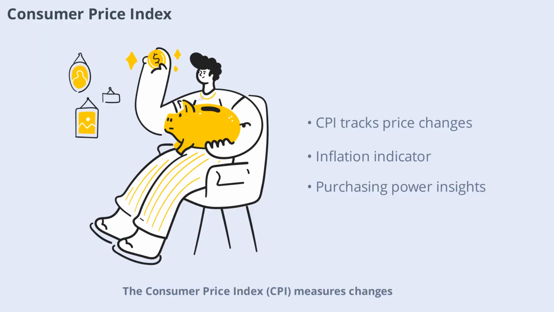Consumer Price Index (CPI) measures changes in the prices of goods and services. It's a key indicator of inflation and purchasing power. Rising CPI means higher costs for consumers, while stable or falling CPI can signal economic stability. Businesses and policymakers use CPI data to make decisions and plan for the future.